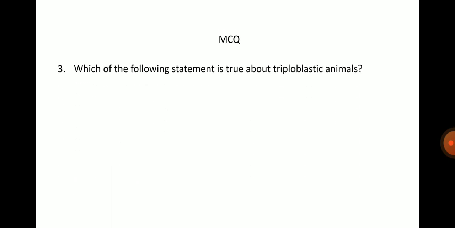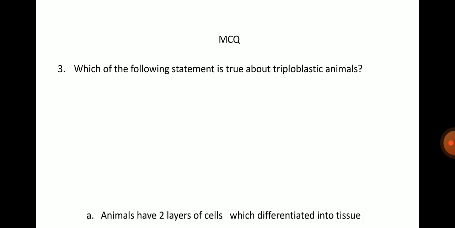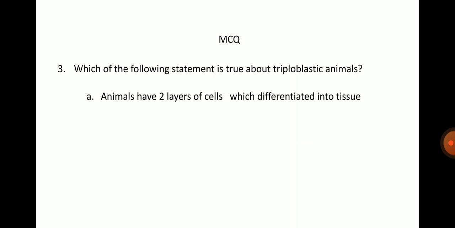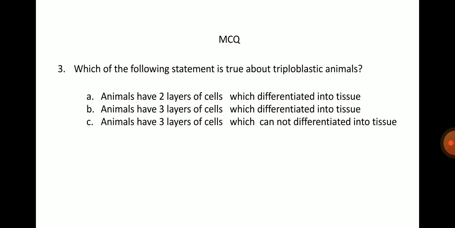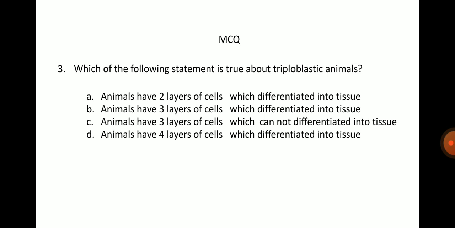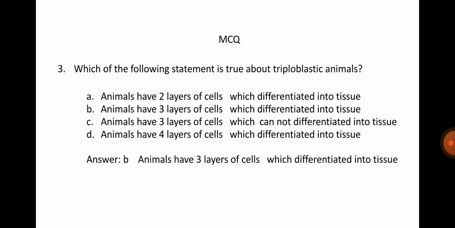Third MCQ, which of the following statements is true about triploblastic animals? Options are, A, animals have two layers of cells which differentiate into tissue. B, animals have three layers of cells which differentiate into tissue. C, animals have three layers of cells which cannot differentiate into tissue. And D, animals have four layers of cells which differentiate into tissue. So, the answer is B, animals have three layers of cells which get differentiated into tissues.